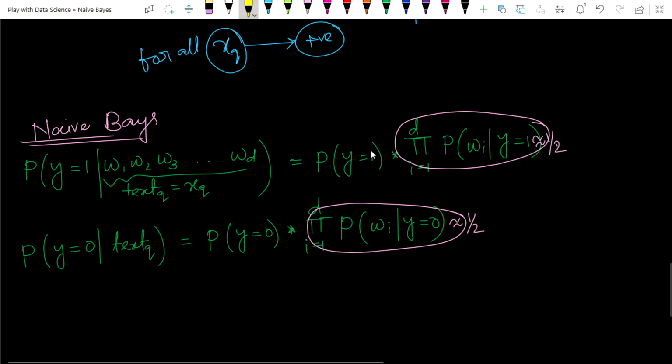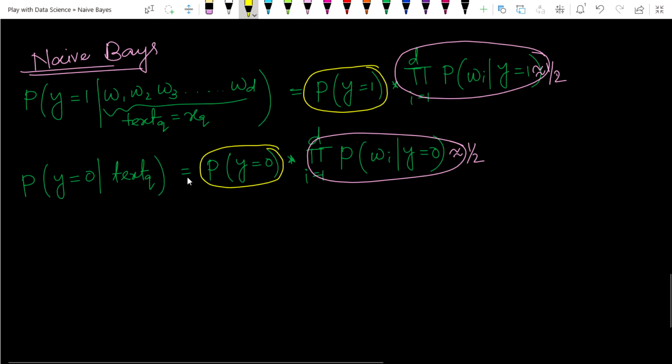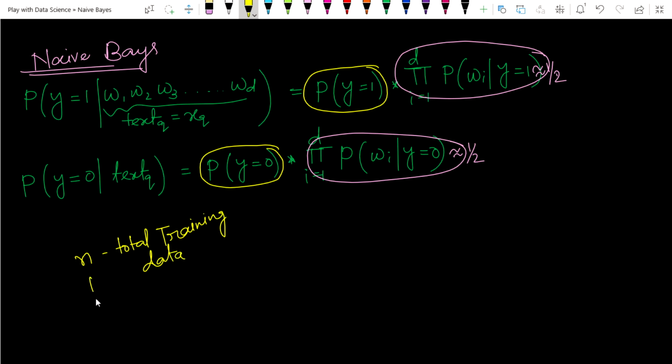Now the main thing occurs here, in these two terms. If you remember how we calculated, let's take an example. Suppose n is our total training data. In this n points, n1 points are positive and n2 points are negative. So total n training data, n1 points are from the positive class and n2 points from the negative class. So here, what will be the probability? This probability will be n1 by n, and this probability will be n2 by n.